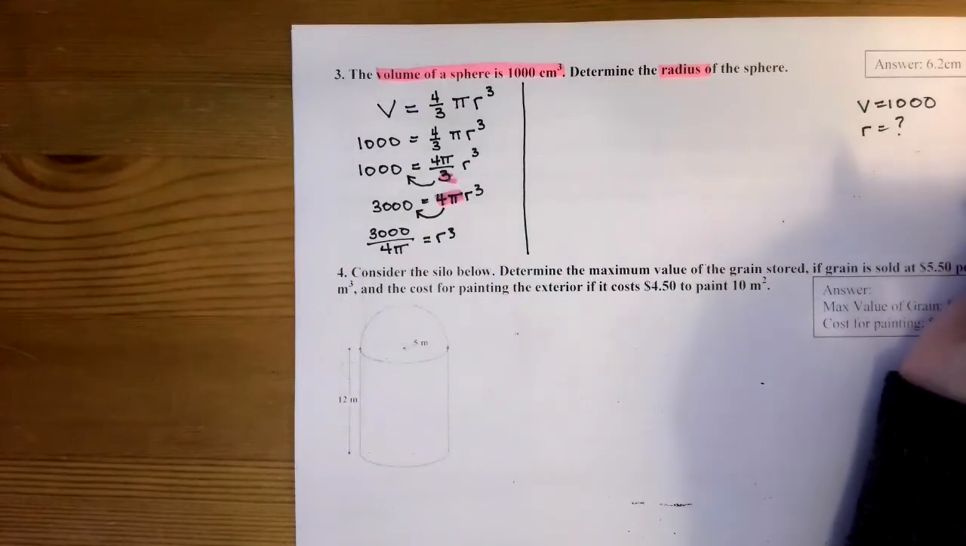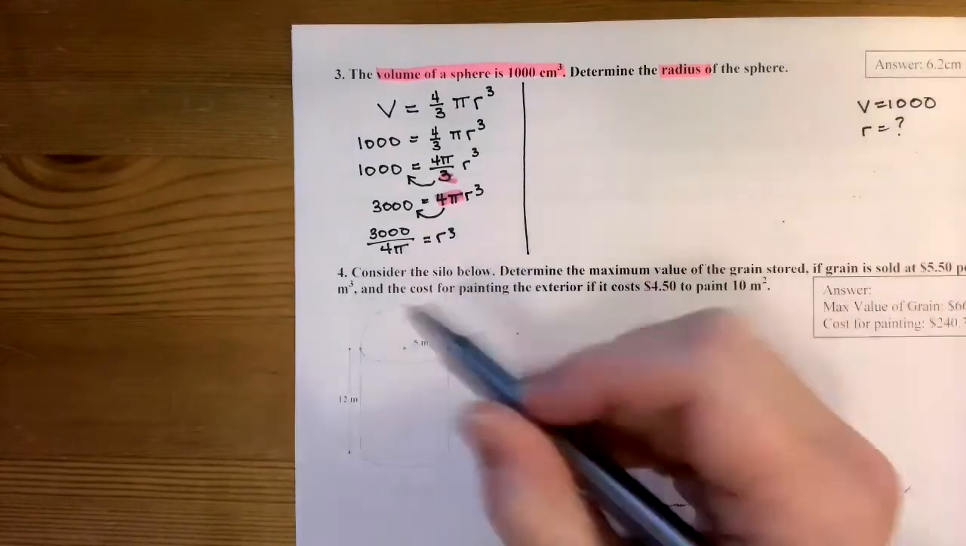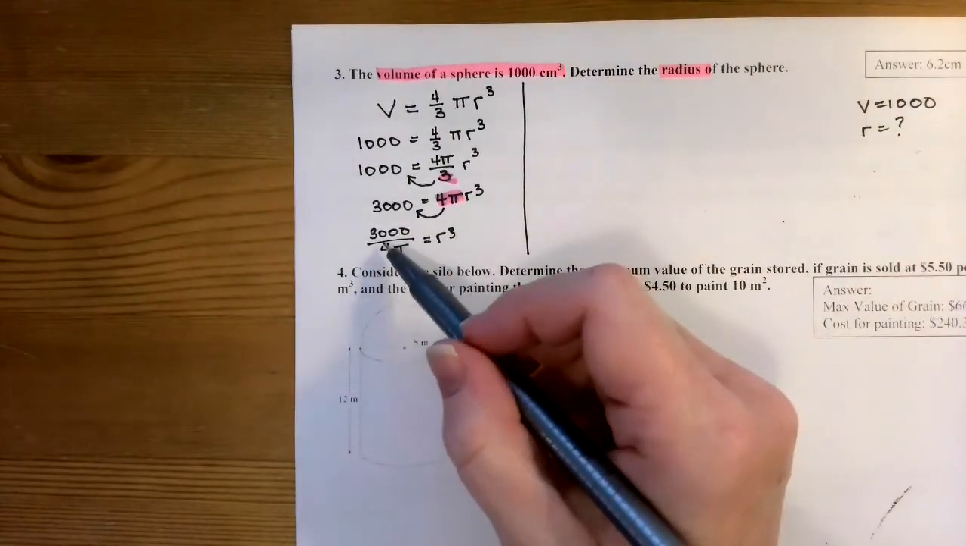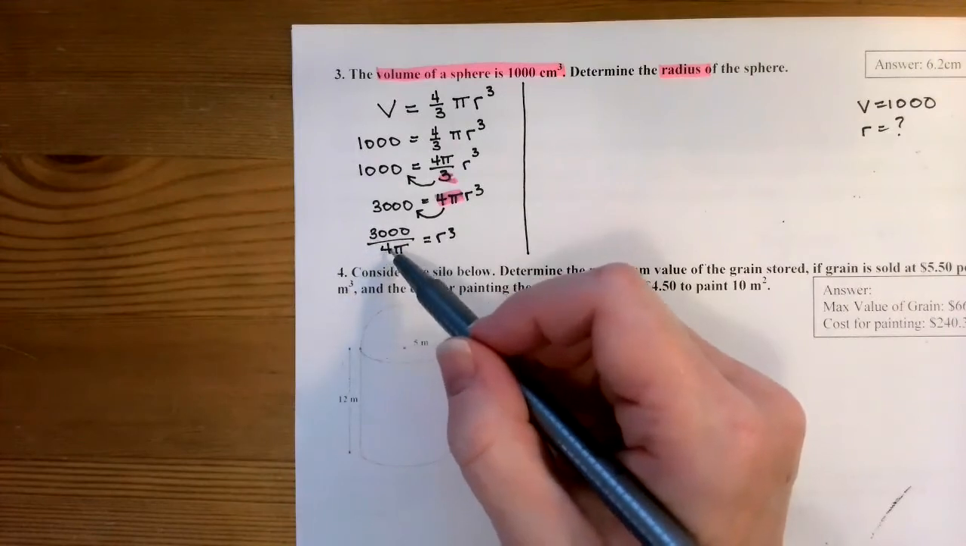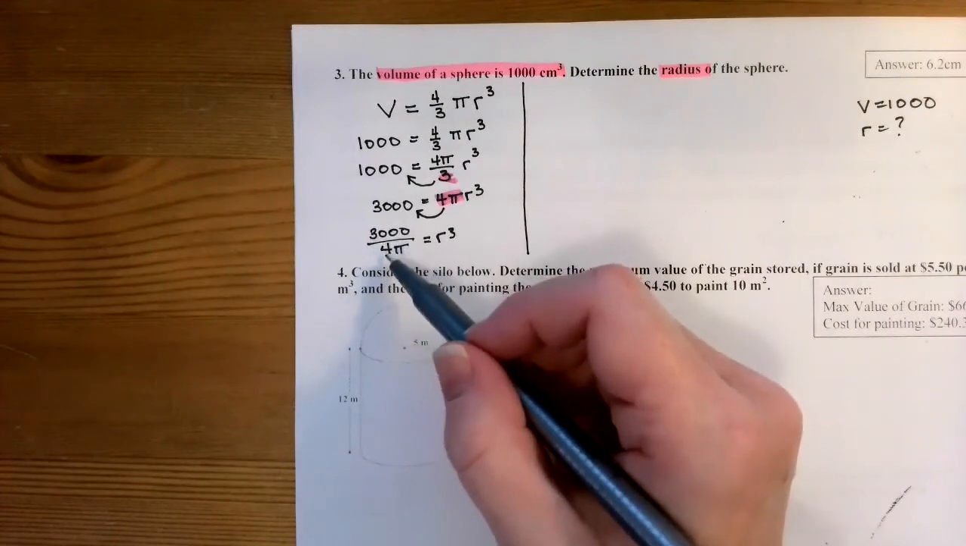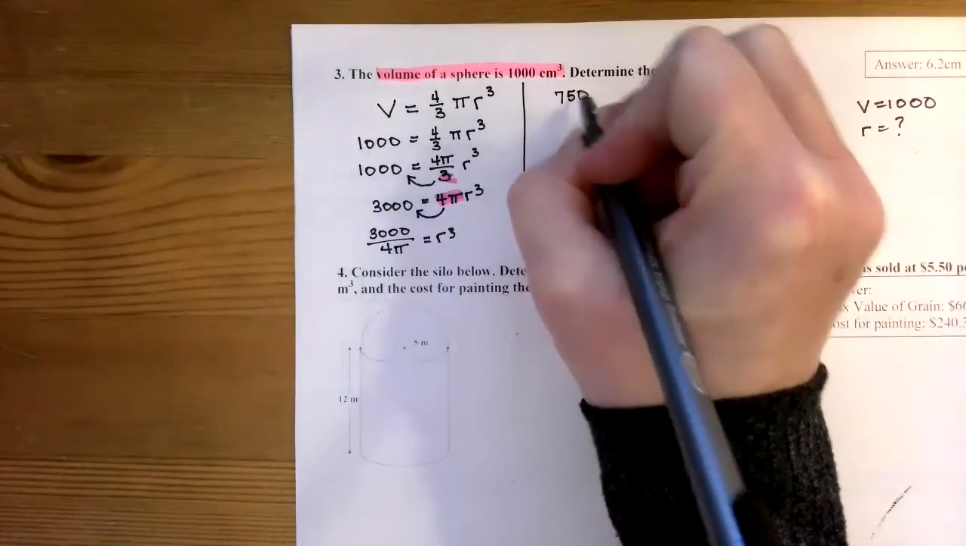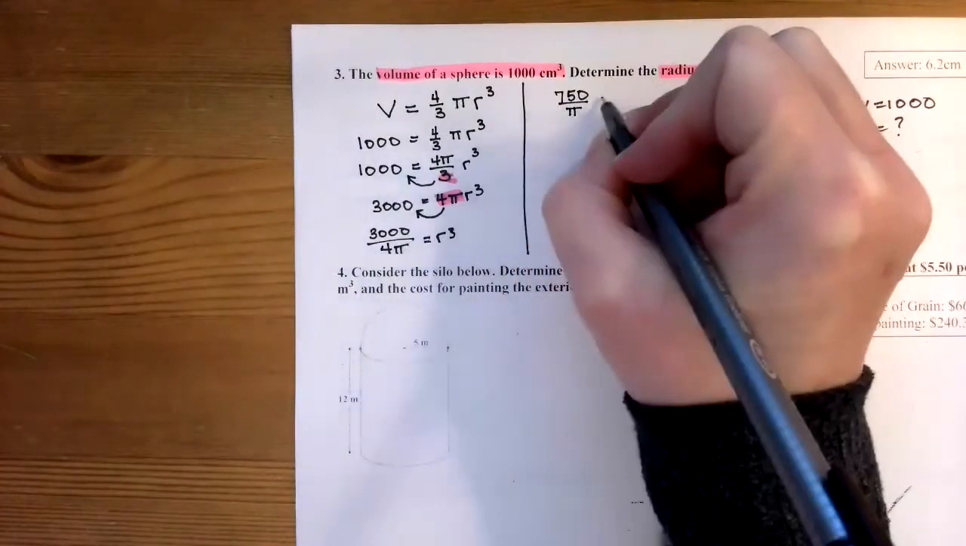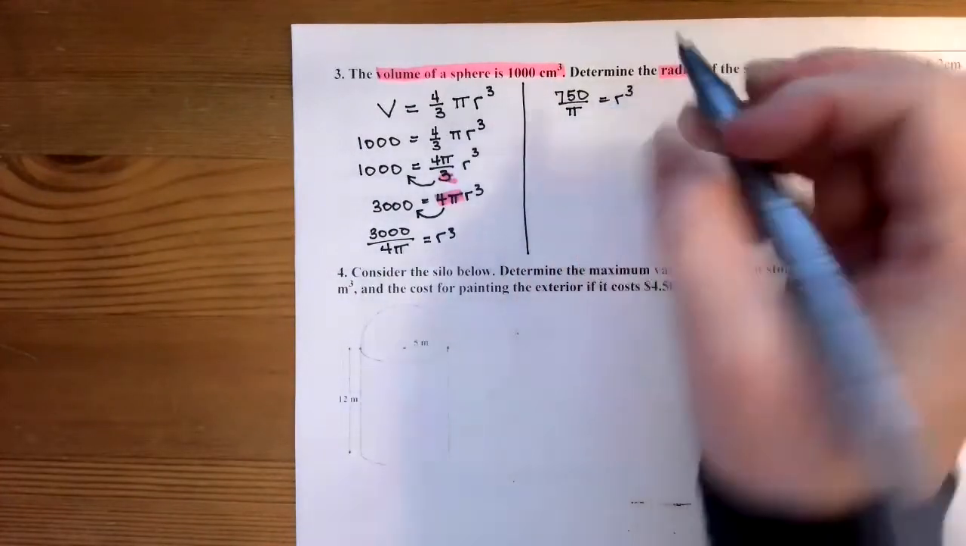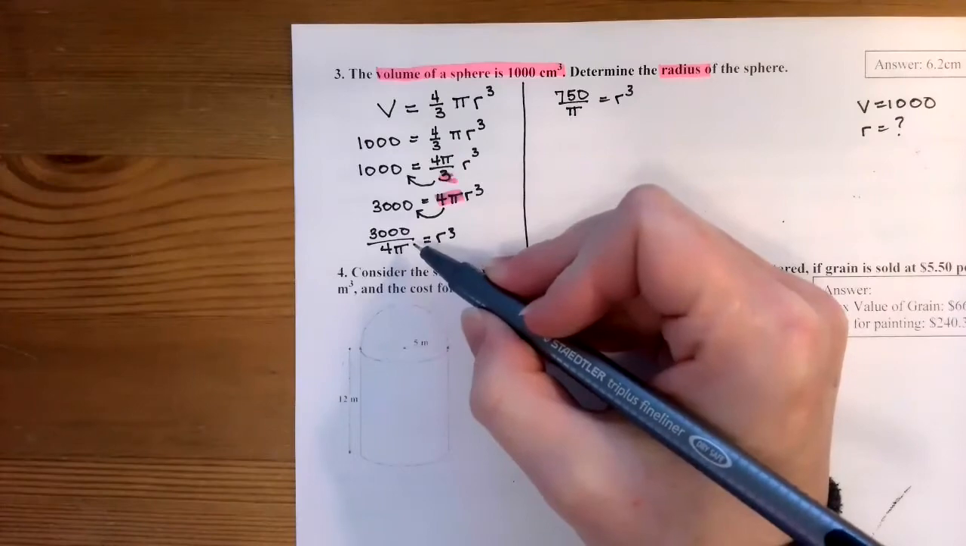At this point, I can simplify this further if I want. I know that I can divide 3,000 by 4 and get a whole number answer. So 3,000 divided by 4 is just 750. So I'd have 750 over pi is equal to r cubed. I don't have to do this step. You can leave it like this.